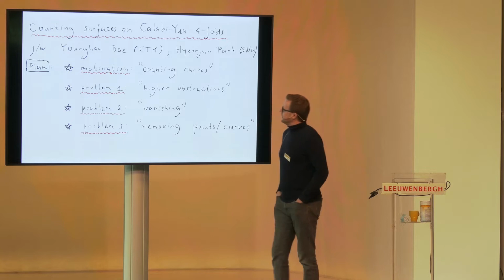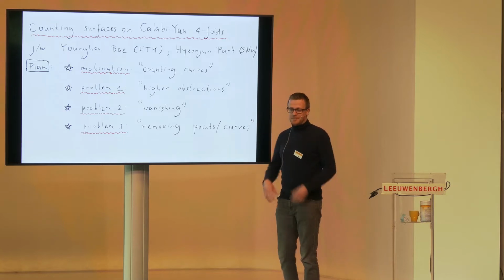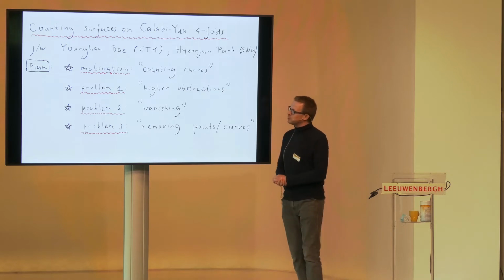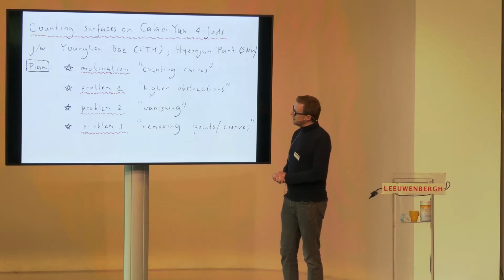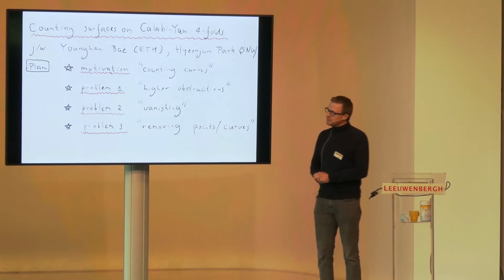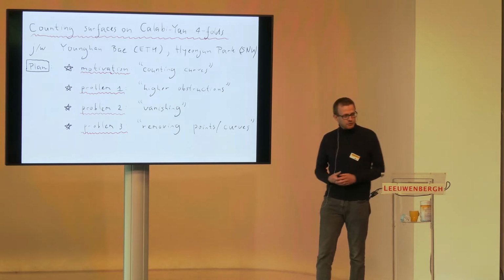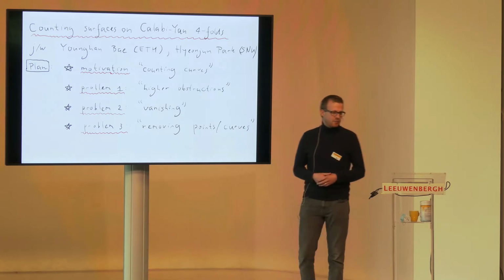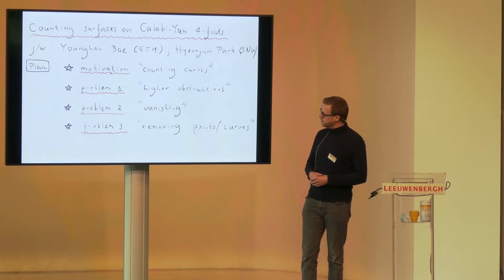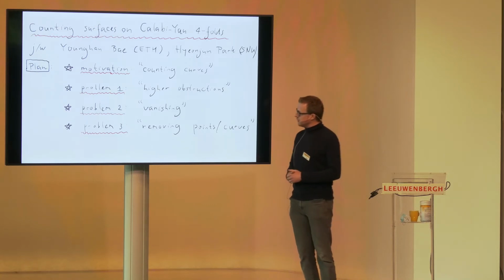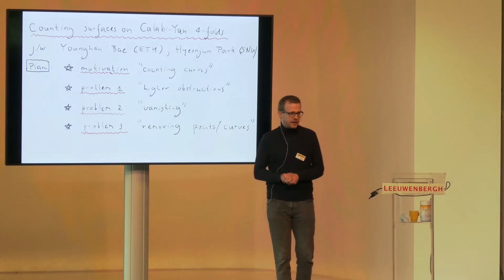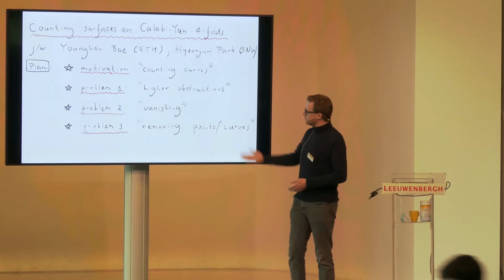So the plan today is to start with some motivation, namely, what do we do when we want to count curves? So this will be motivation from Gromov-Witten theory. And after this, I'll discuss 3 problems you encounter when you try to count surfaces on a fourfold. The first one is higher obstructions. The second one is a Hodge theoretic problem, namely a vanishing problem. And the third one, if there's time, I'll discuss how you should remove point and curve contributions when you count surfaces. And this has to do with wall crossing.